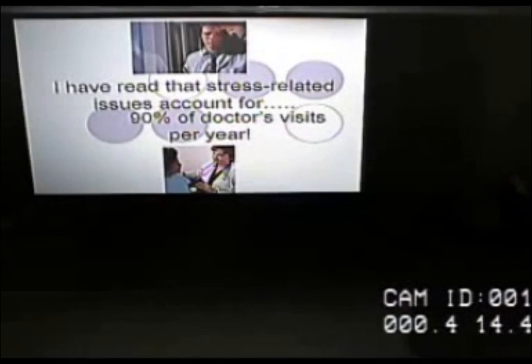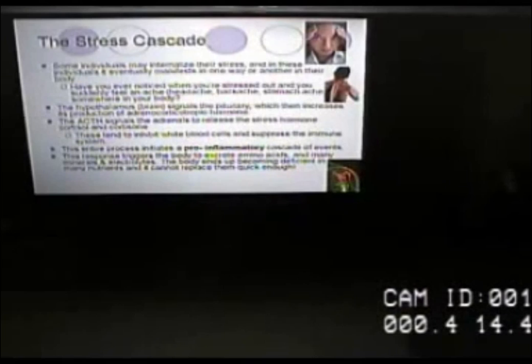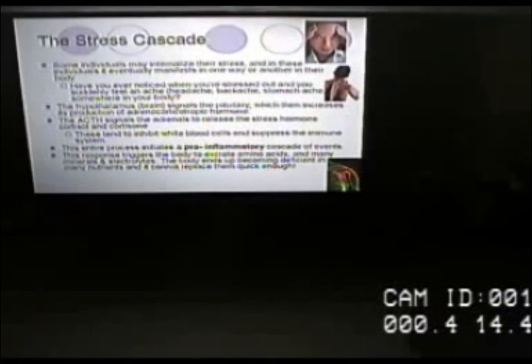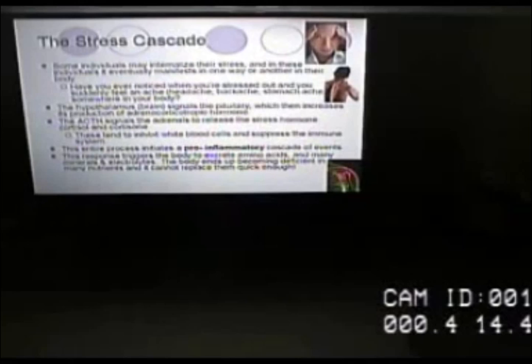Also, we can't discount a little bit of what Genoa talked about with stress. Okay, there's stress out there. 90% of the doctor's visits typically per year are dealing with stress. Now, the stress cascade creates a pro-inflammatory effect, basically. What all this is saying is, typically there's some kind of reaction in the body. Whether you get a headache, a backache, a stomach ache, there's some response to the body when you have a lot of stress. And you're not thinking about it typically, but this is how it manifests.